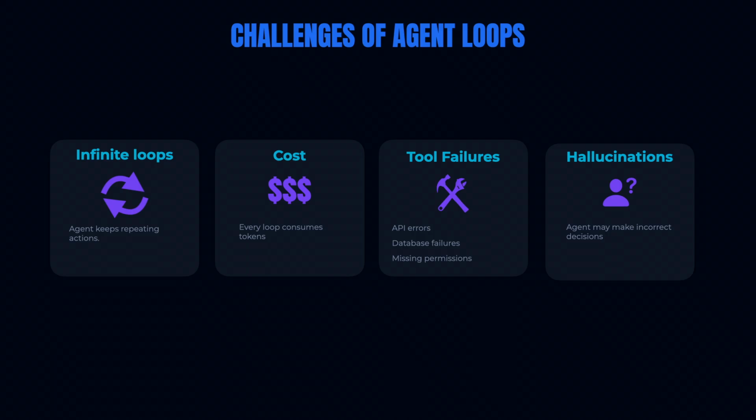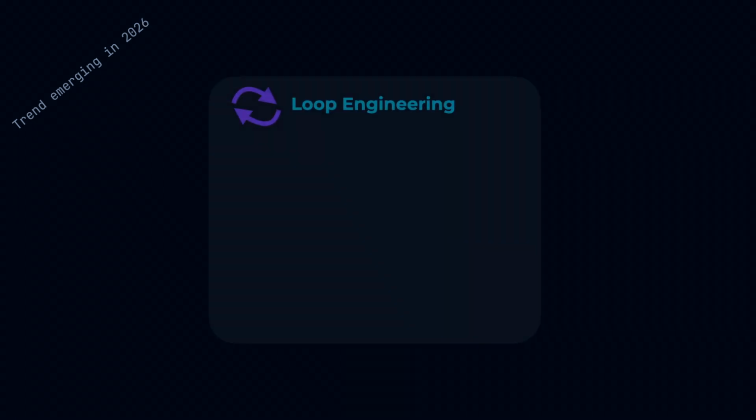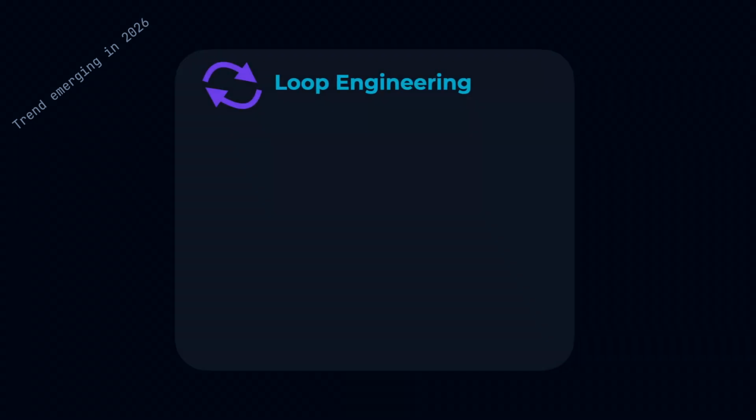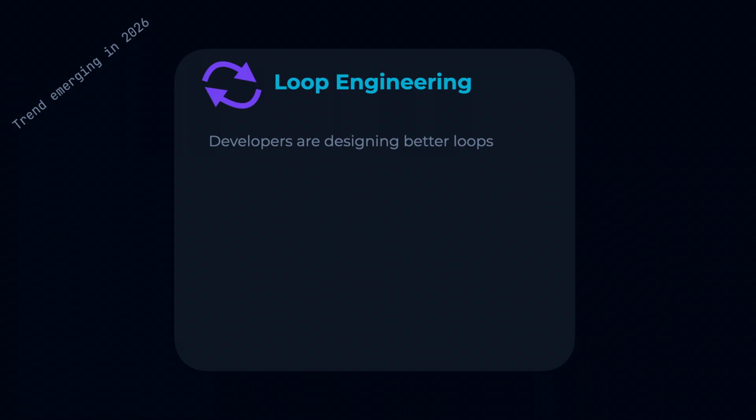A fascinating trend emerging in 2026 is something called loop engineering. Instead of writing better prompts, developers are designing better loops. The idea is simple: don't tell the model exactly what to do. Build a system that continuously finds work, executes tasks, validates results, and improves itself. Many experts now believe loop design is becoming as important as prompt design.